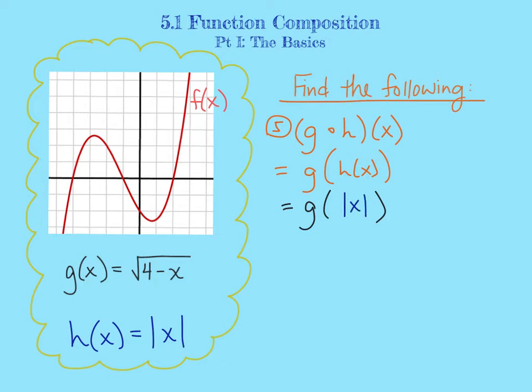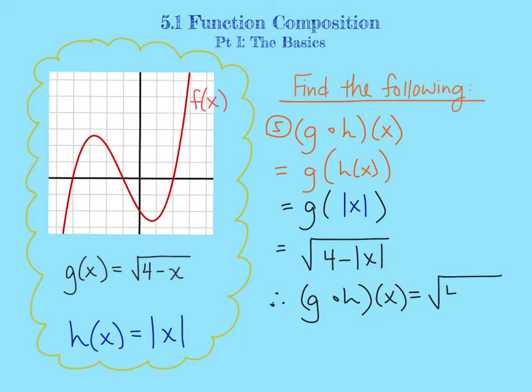So in our g function, everywhere there's an x, we're going to plug in the absolute value of x. So therefore, the new function we've composed or created, g of h of x, is the square root of 4 minus the absolute value of x.